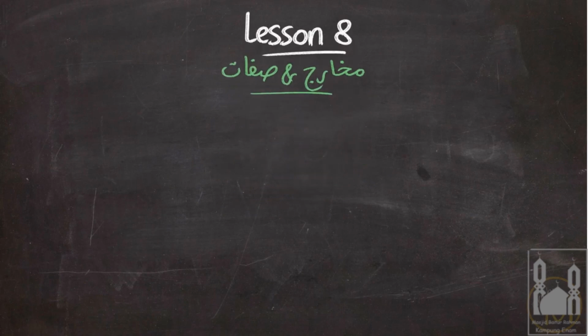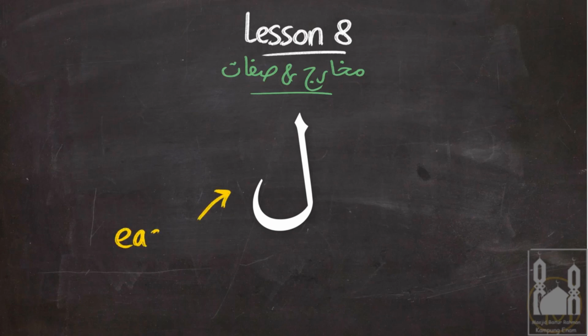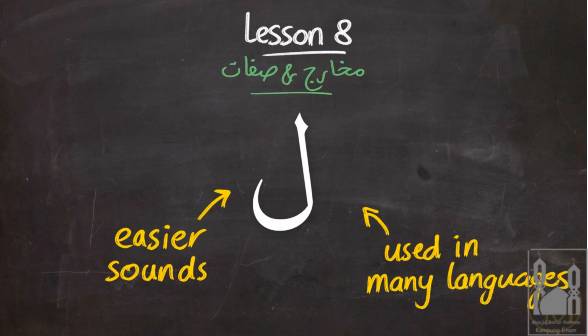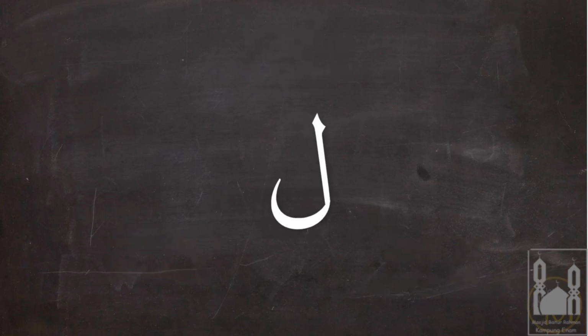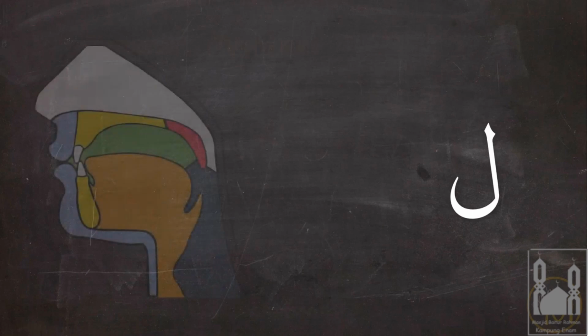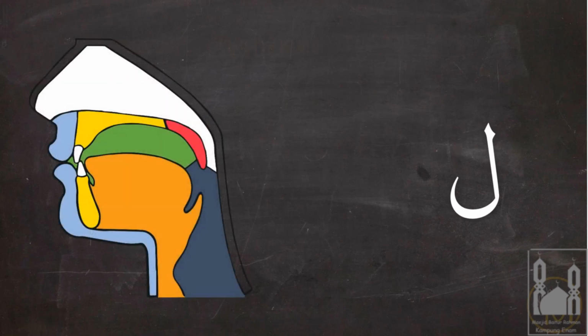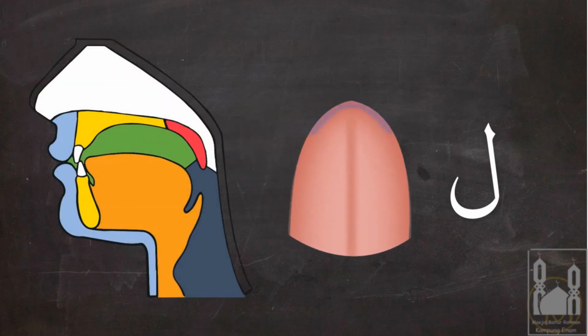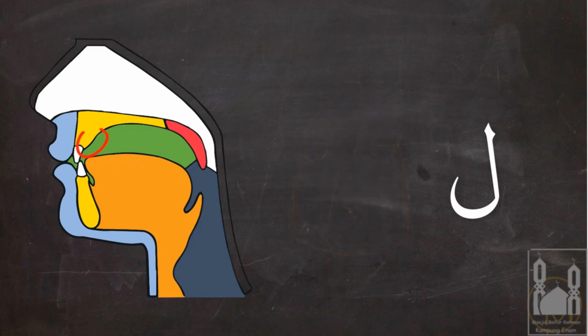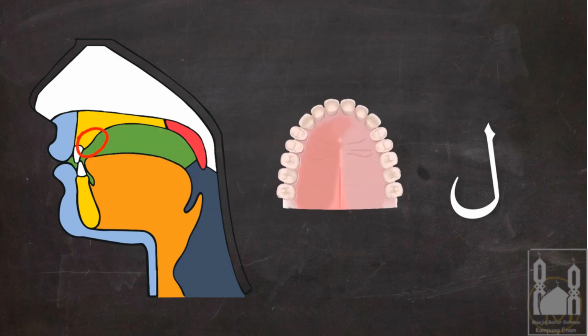In this lesson, we'll tackle the letter Lam. Lam is one of the easier sounds in Arabic, since it is already used in many languages around the world. To pronounce this sound properly, you need to identify two articulators. First, the front edge of the tongue, which is that highlighted area. And second, the alveolar ridge. The alveolar ridge is that bony part behind your front teeth. It is also the socket in which your teeth are.